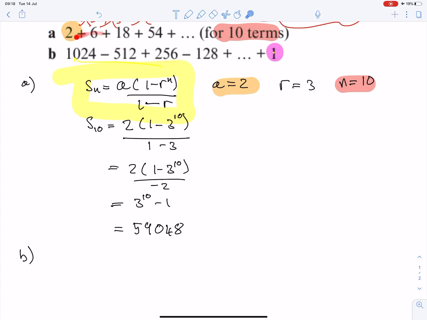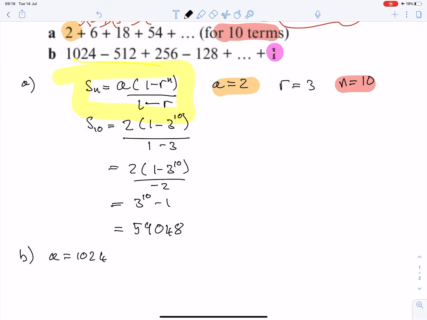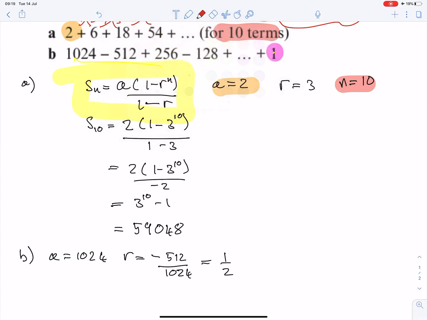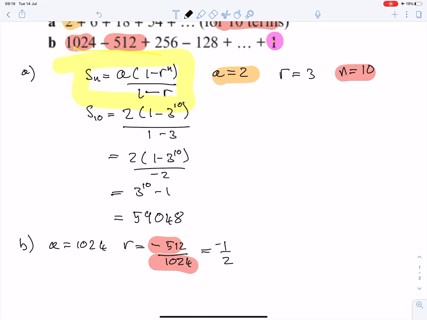So our first term, a, is 1024. A equals 1024. R equals, the first thing to notice is that the signs are changing, negative, positive, negative, positive. So r must be negative, and 1024 and 512. Well, if we do 512 over 1024 equals a half. It's just the second term divided by the first term to give us the ratio from one to the next, and check that we get the same. 256 over 512 again is a half with the change of sign.